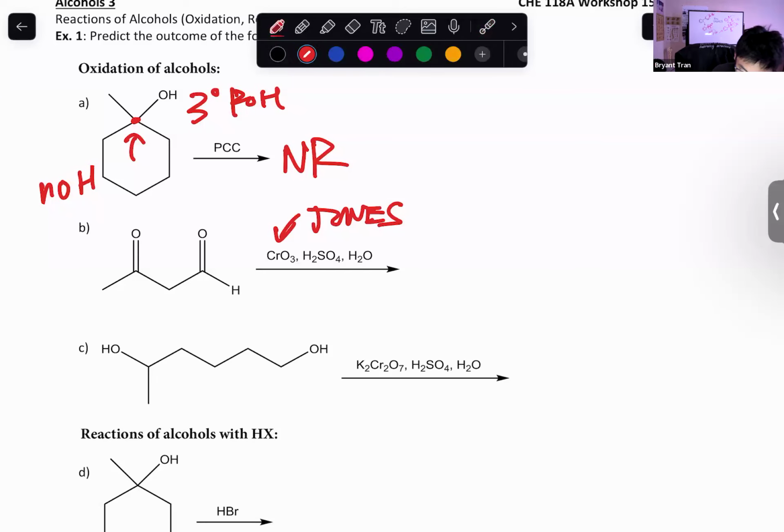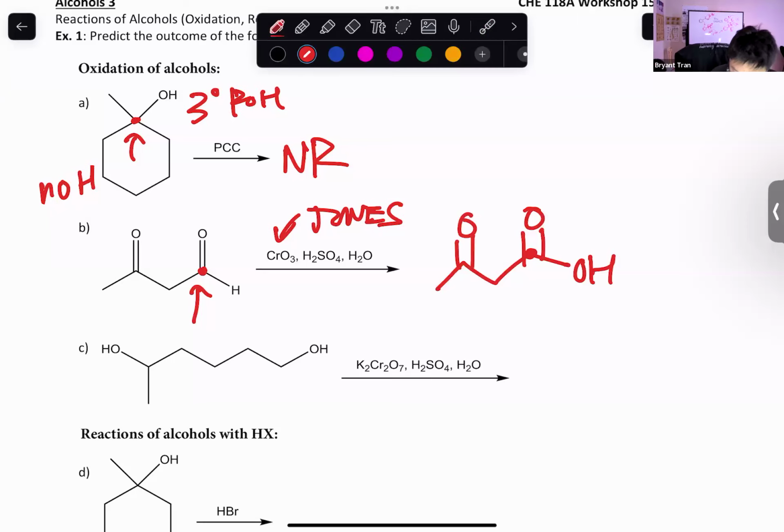And be careful here. We have to keep track of all the carbons. This carbonyl carbon right here of the aldehyde is going to be the carbonyl carbon of the carboxylic acid. So we're just going to substitute that H with an OH like that. And to keep track of all the carbon atoms, we have 1, 2, 3, 4 carbon atoms. That's going to be 1, 2, 3, 4 carbon atoms right there. Right.